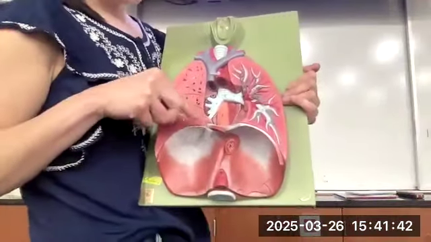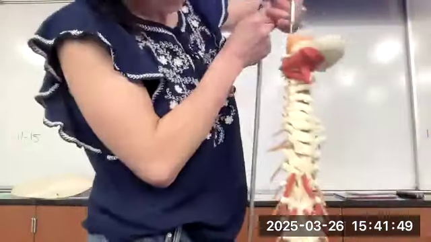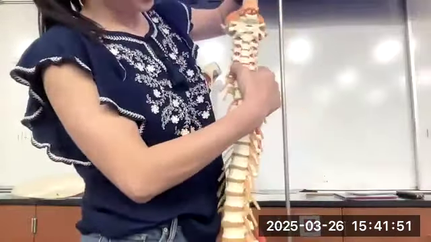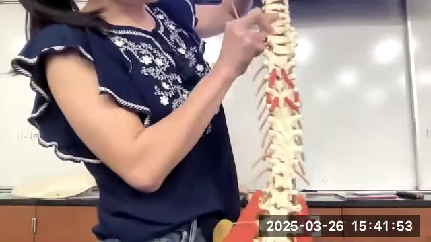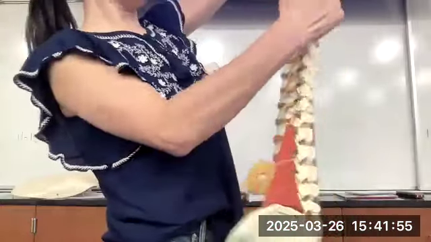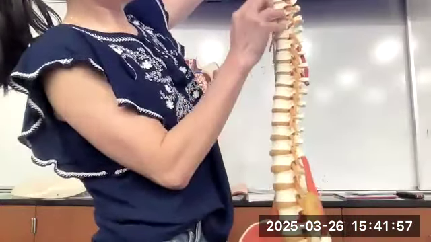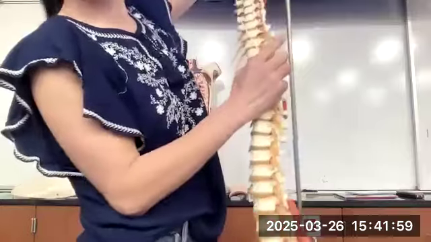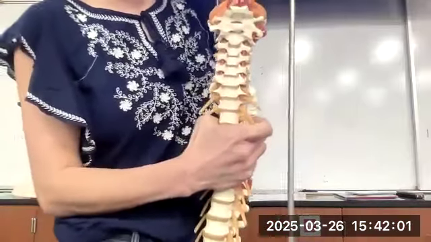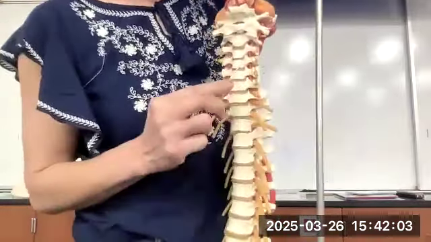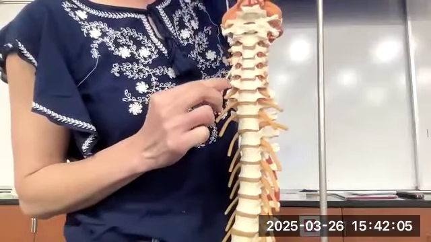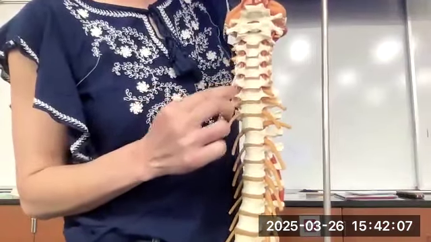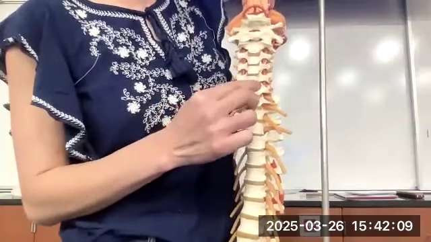Esophagus right here. Esophagus right there. And this model allows you to see, going through those transverse foramina in red, that's your vertebral artery going through the transverse foramina of your cervical vertebrae.